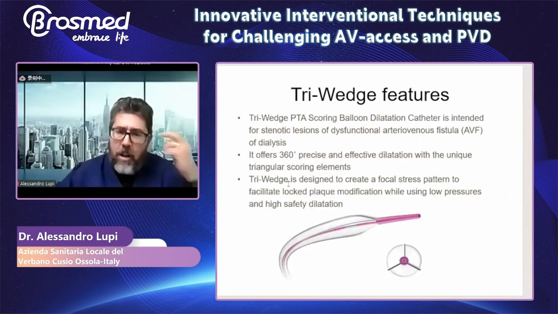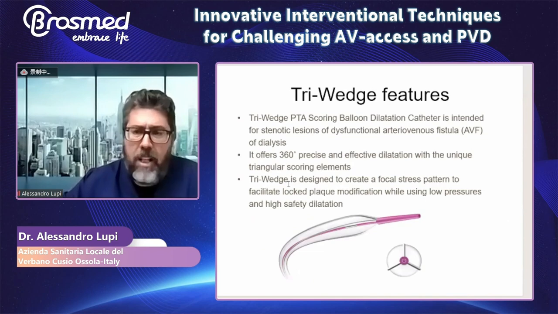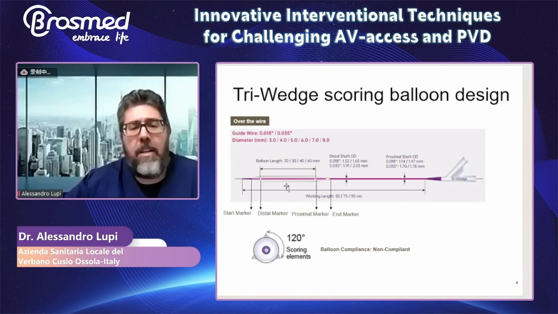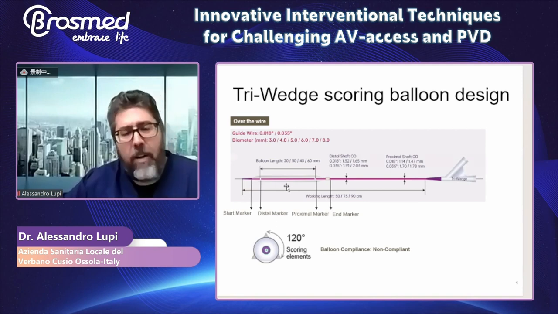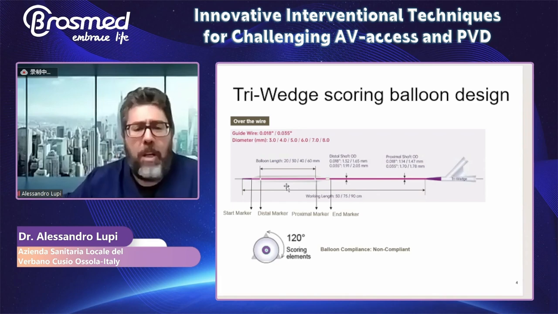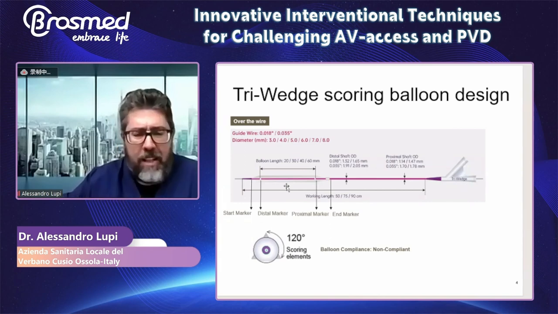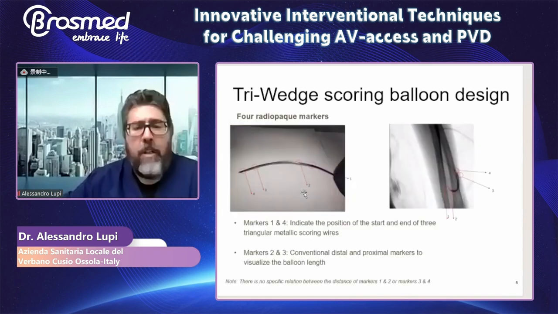So the Tri-wedge balloon has been engineered to overcome these limitations. In particular, the most important part of this system is the scoring elements. There are stainless steel triangular scoring elements placed one at 120 degrees from the other, in order to distribute in a homogeneous mode the force towards the vessel wall that we want to treat, that we want to prepare.